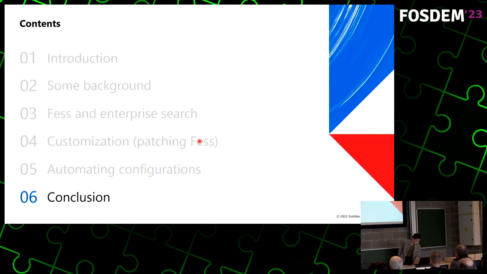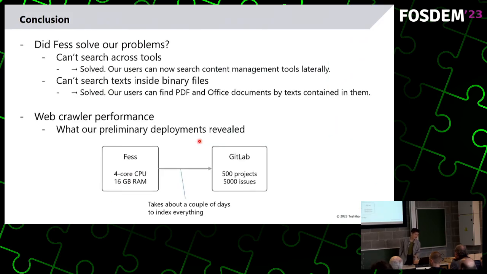So that's the quick intro to the Fess APIs, and I'm going to share some insights and observations. The first is, did Fess solve our problems? The answer is definitely yes. Users can now search across tools and inside binary files. This turned out to be quite powerful: even if the file is a docx file, or a legacy doc format, and even if it's in a very obscure location, in a very old repository, in deeply nested places, users can actually find text inside the file.